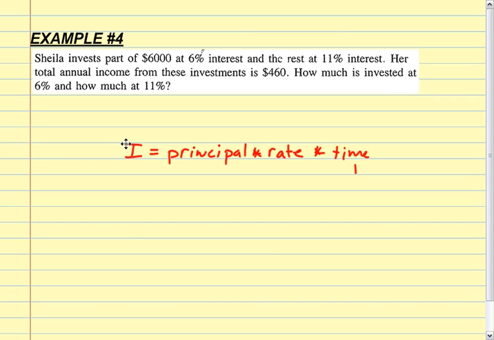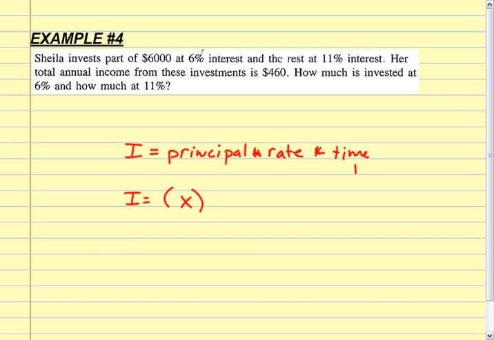Now, let's figure out what I got from my first investment. The amount of money that I make, the interest. The interest is equal to the amount of money I invested. Now, I don't know how much money I invested. I know it's not the whole 6,000. It's 6%. But the principal, I'm just going to say that it's X. Is that okay? I don't know how much it is.